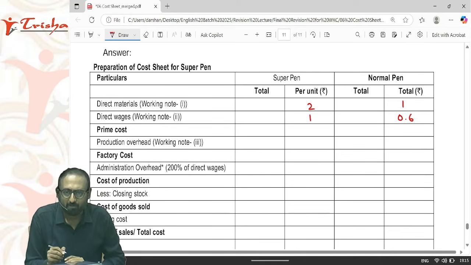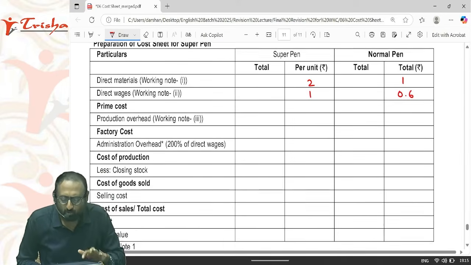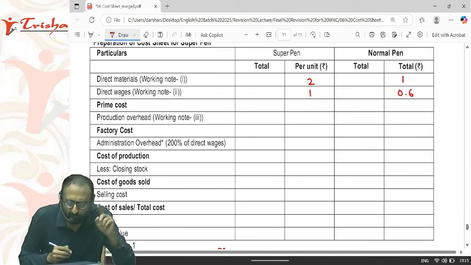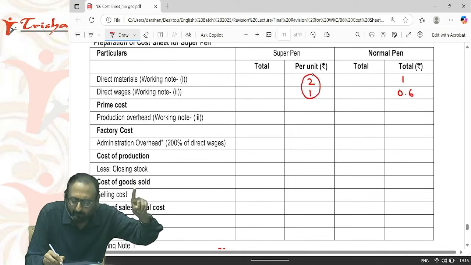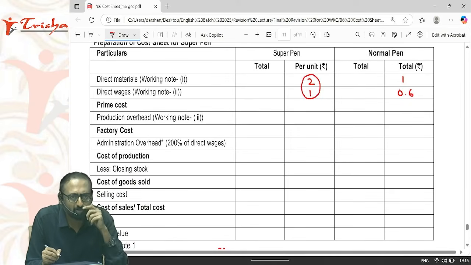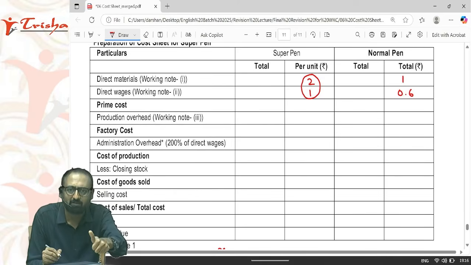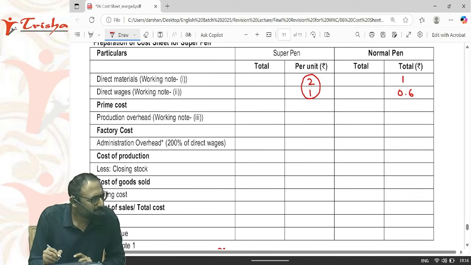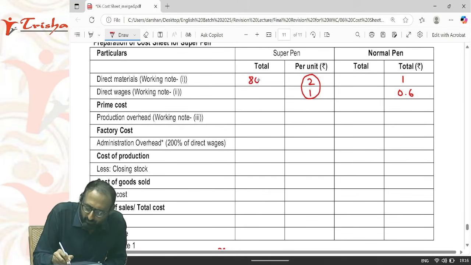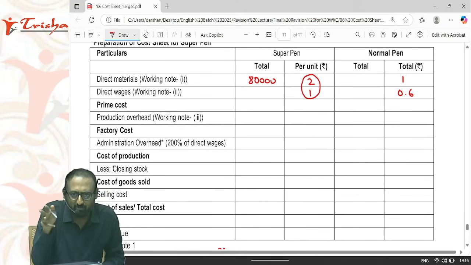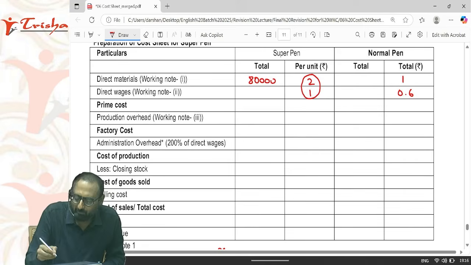Now tell me what will be the total material cost. Fast answer. 2 rupees and 1 rupee will be multiplied by what? Production quantity or sales quantity? Up to cost of production, consider production quantity. After cost of production, consider sales quantity. Agreed? So for super pen, how many quantity produced? 40,000 into 2, answer will be 80,000. Next one, normal pen: 1 lakh into 1. Is it 1 lakh?